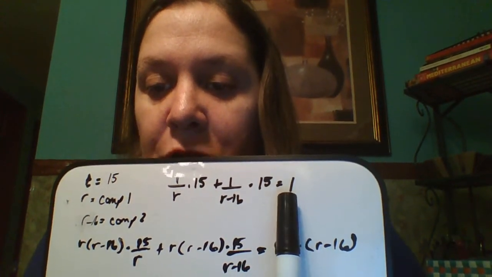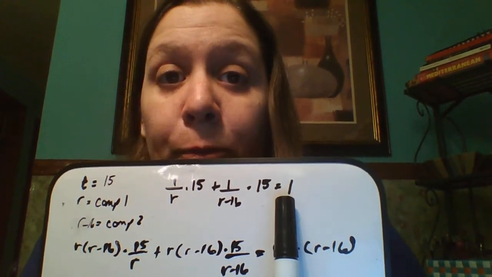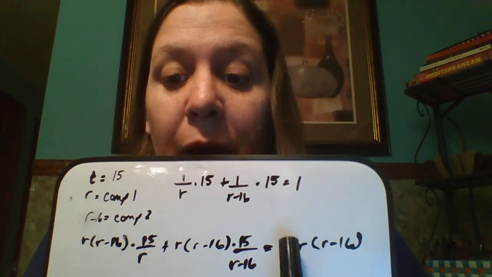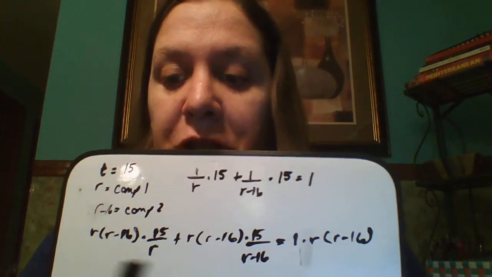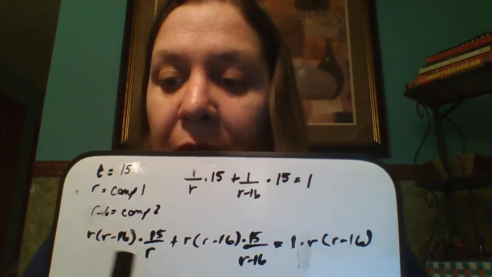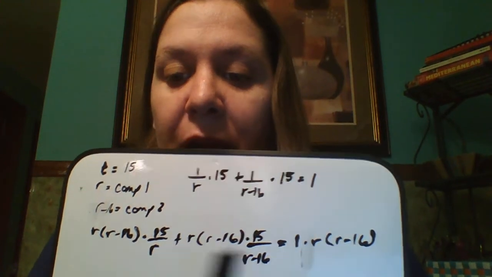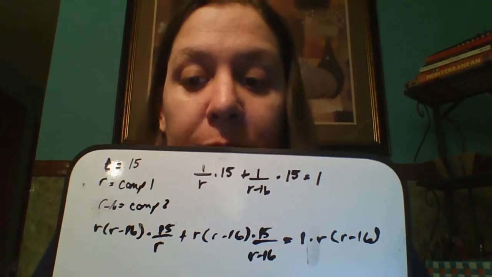Now you'll notice that this term doesn't have a denominator, but we're still multiplying it by the least common denominator. In order to not change the equation, if I multiply even one of these terms by something, I have to multiply all of the terms by that.